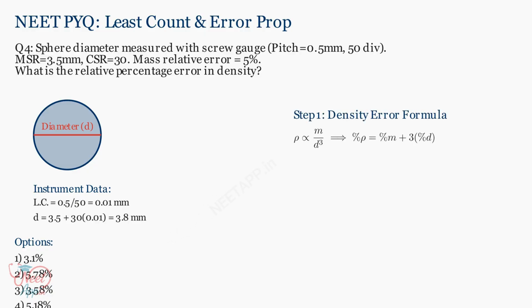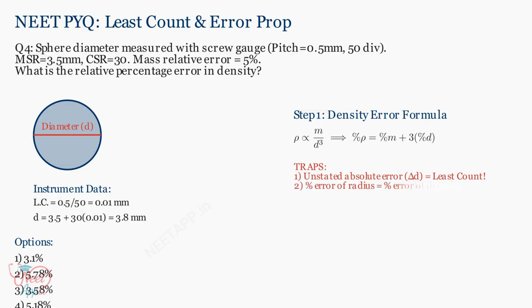Step 1, we set up our error formula. Density is mass over volume, which is proportional to mass over diameter cubed. Therefore, the percentage error in density is the percentage error of mass plus 3 times the percentage error of the diameter. Here are 2 massive NTA traps you must avoid. Trap number 1, they didn't explicitly give you the absolute error of the diameter. You must remember that the absolute uncertainty of a single reading is exactly equal to its least count. So delta D is 0.01.